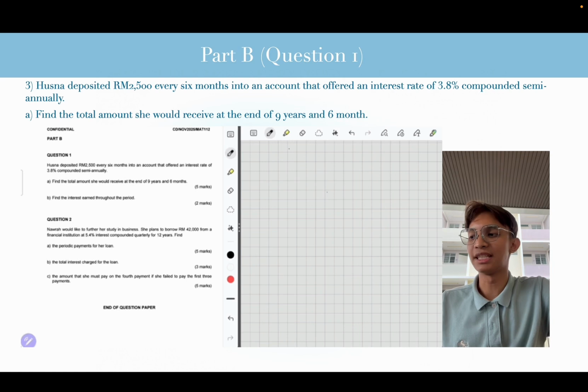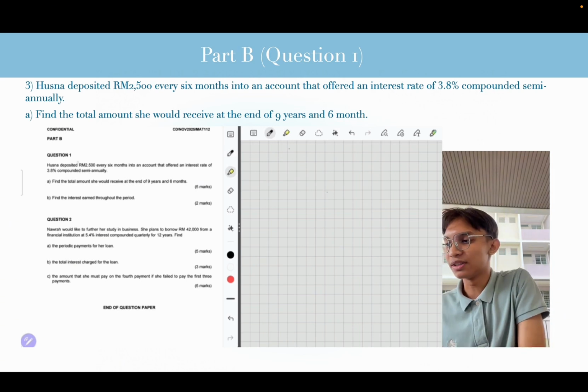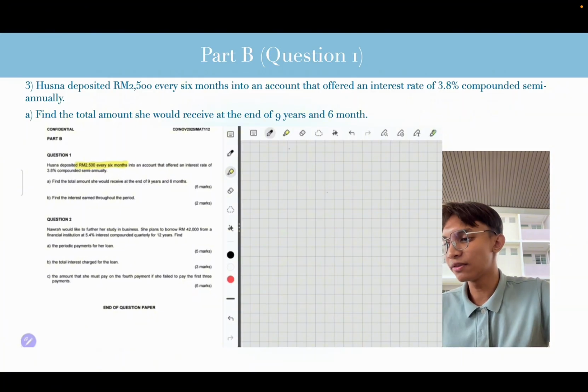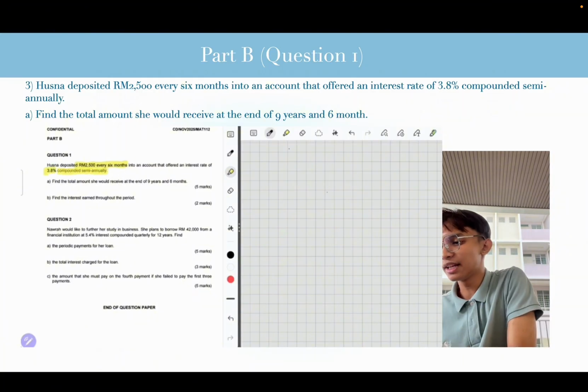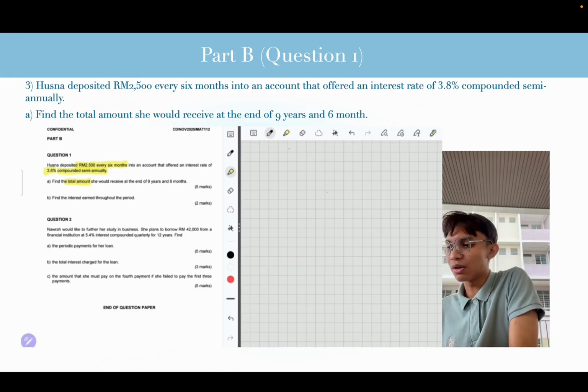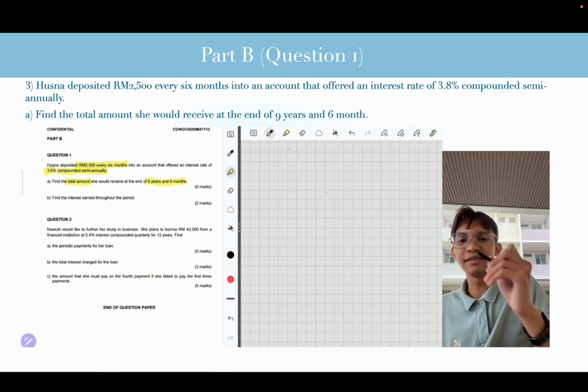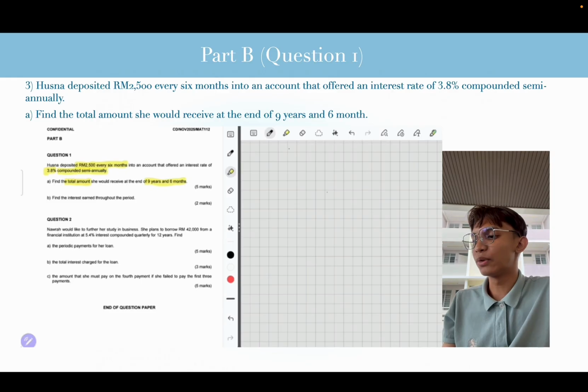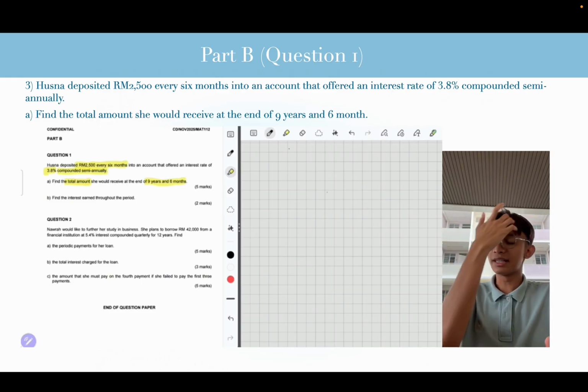Question number 1, part B. Let's read the question first. Someone has deposited RM2500 every 6 months into an account that offers an interest rate of 3.8% compounded semi-annually. Question A. Find the total amount they will receive at the end of 9 years and 6 months. So what is question 1? The total amount of the investment.